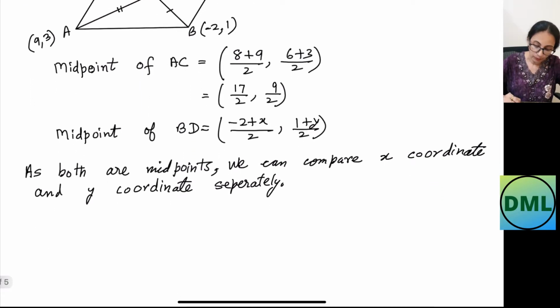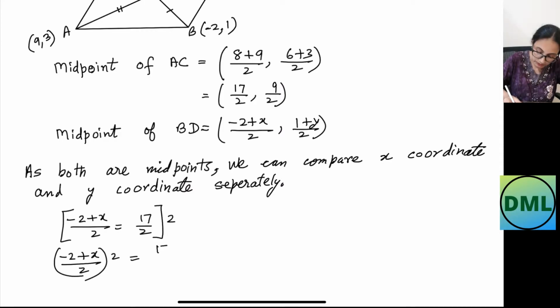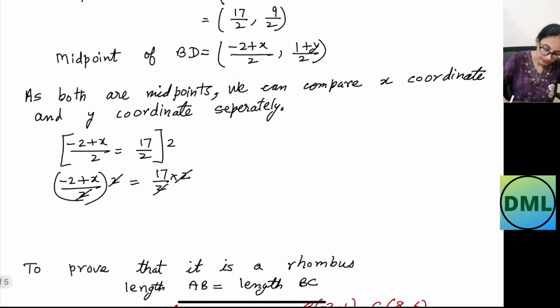As both are the midpoints, we can compare the x coordinates and the y coordinates separately. Let's begin with the x coordinate. So (minus 2 plus x) by 2 is equal to 17 by 2. I'm going to multiply this full equation with 2. So it will be (minus 2 plus x) by 2 multiplied by 2 is equal to 17 by 2 multiplied by 2. So 2 will get cancelled with 2 on the right hand side also.